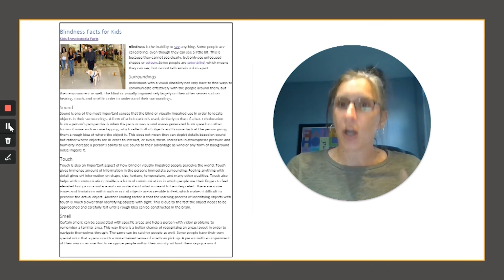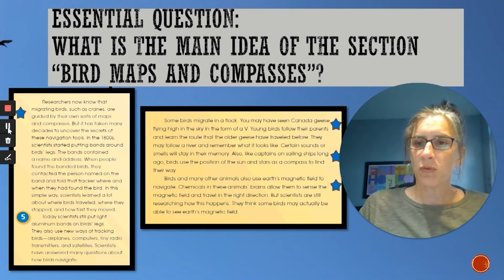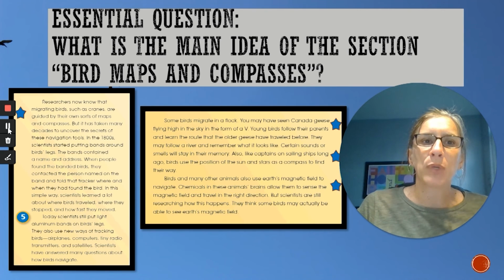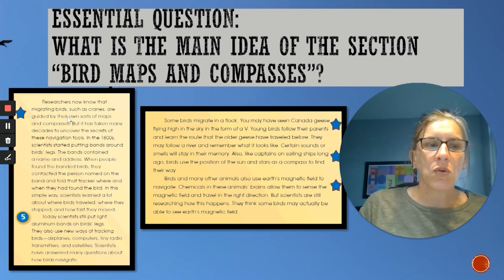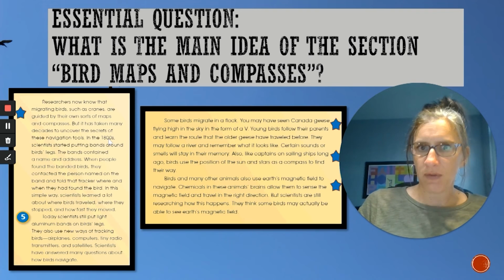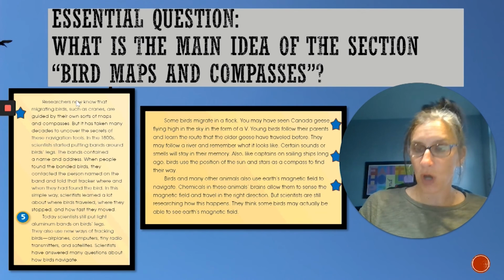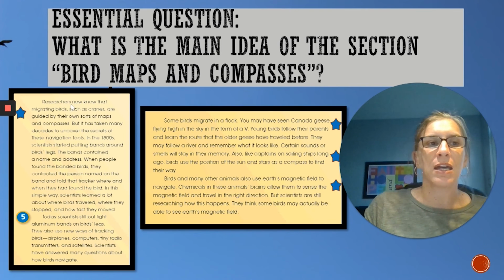Now we're going to jump in our work together. So before we get started on finding our text evidence, we're going to take a second look at our essential question. What is the main idea of this section, bird maps and compasses? So I removed the excerpts of that specific content, and then I started specific things that would help me get started on determining the main idea.